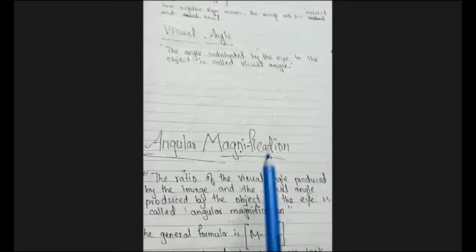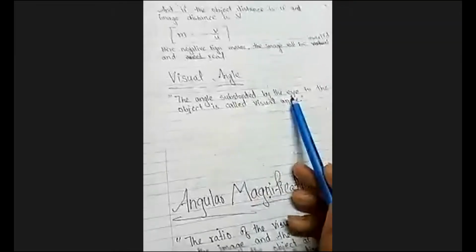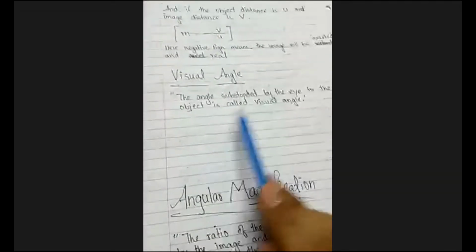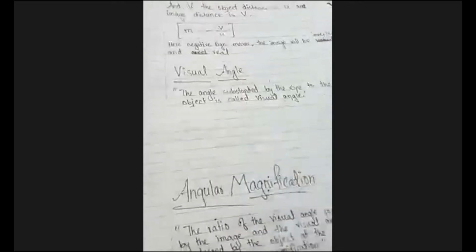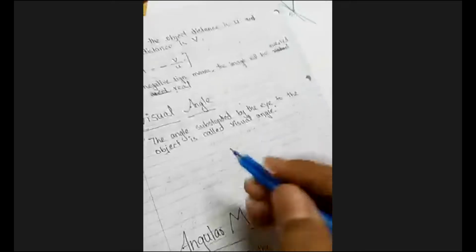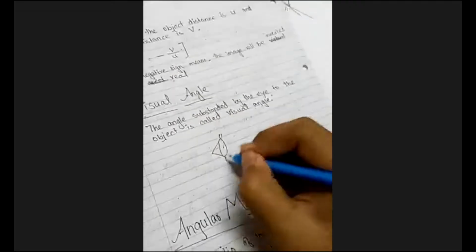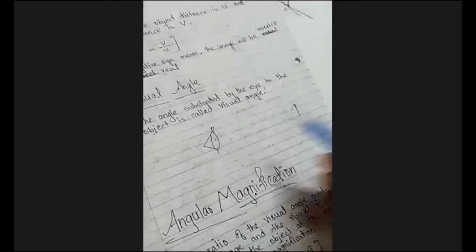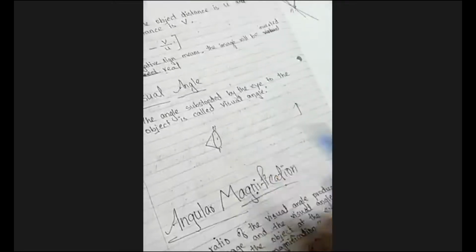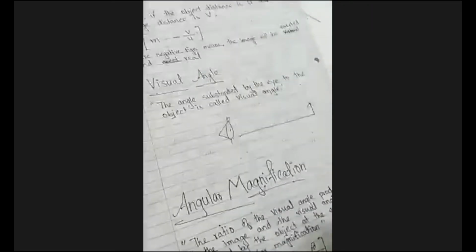My next quantity is angular magnification. For understanding angular magnification, we have to understand what visual angle is. The angle subtended by the object at the eye is called the visual angle. I'm gonna give an example. Suppose this is an eye. I know it's not looking like an eye, but just suppose. And this is an object. The angle formed in our eye will be like this. This is the visual angle of this object in our eye.